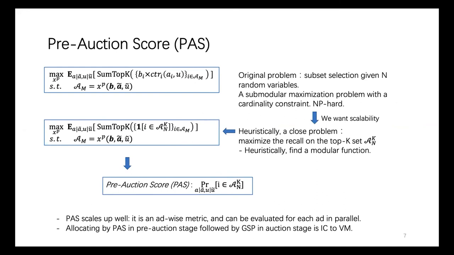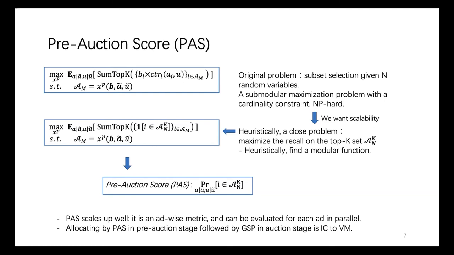As for our formalization of the pre-auction problem, we first remove the IC constraint of monotone allocation. Then this is a stochastic submodular maximization problem with a cardinality constraint. This is because the sum of top K is submodular and its expectation is also submodular. This stochastic submodular maximization is NP-hard. Note that we want scalability in the pre-auction stage, so we would like to find an ad-wise metric for the subset selection. But the NP-hardness tells us we are not likely to do it for the original problem. So we try a heuristically close problem.